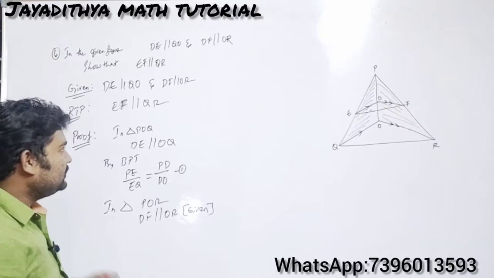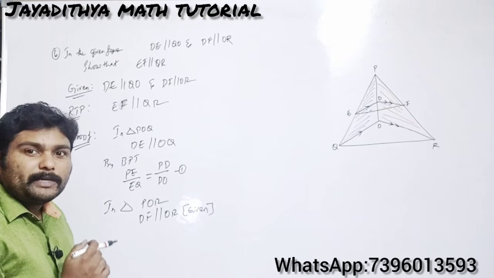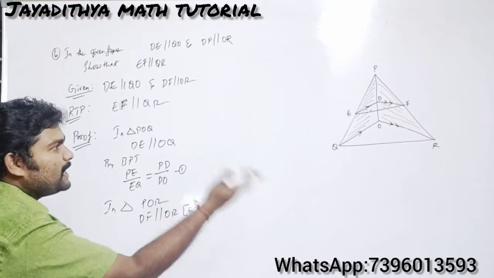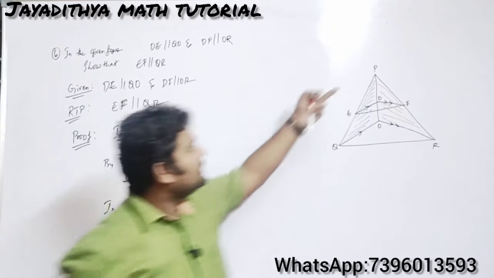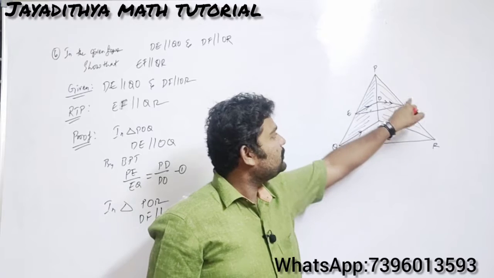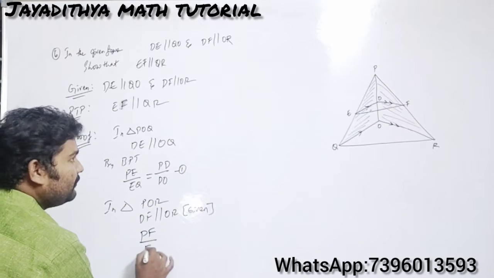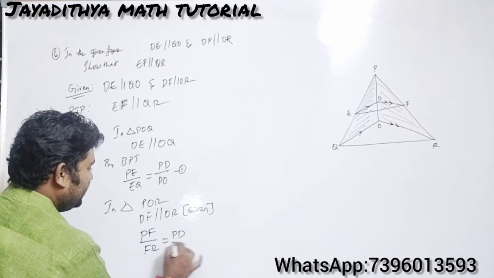We can apply basic proportionality theorem again. We also call basic proportionality theorem as Thales theorem now. So keep in mind, DF is parallel to QR. So from this you can write it as PD by DQ is equal to PF by FR. So I will be writing that one. So that is PF by FR is equal to PD by DQ.